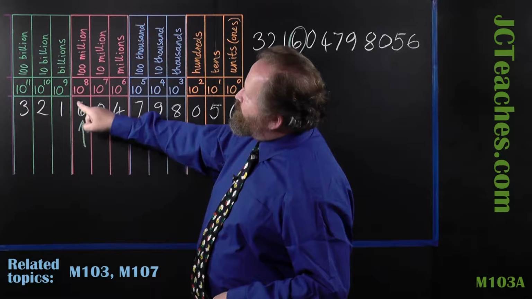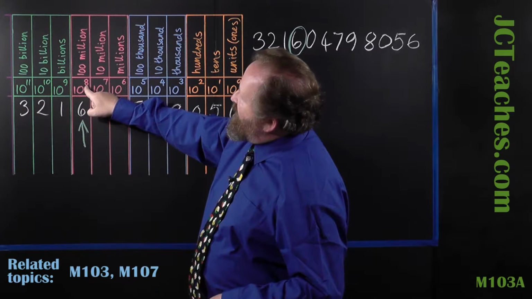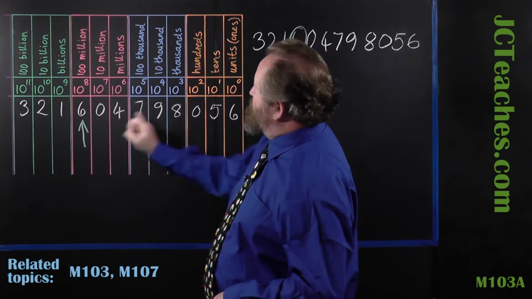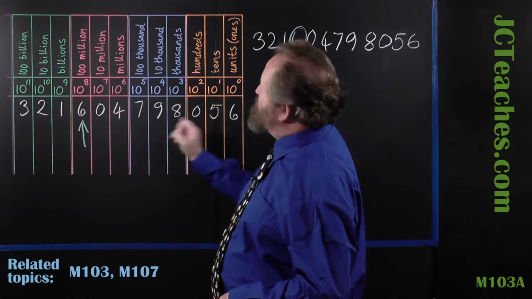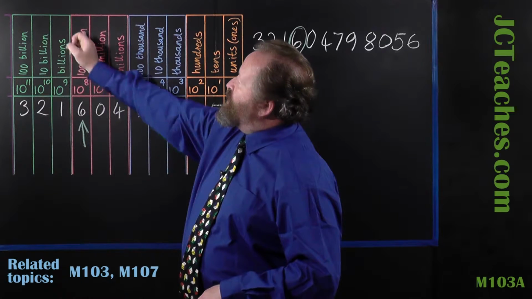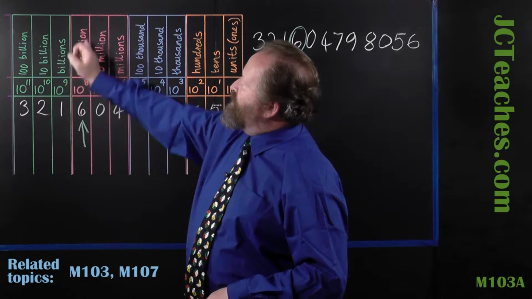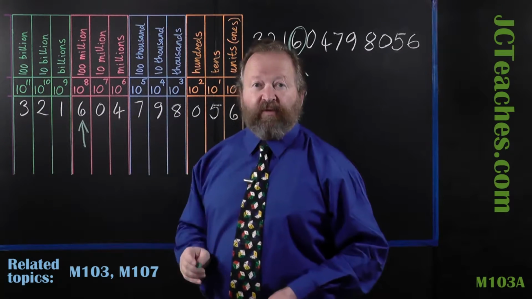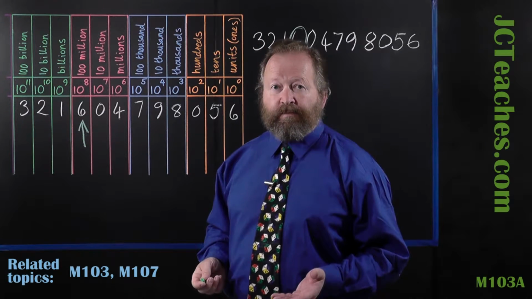We've got a 6 there. It's got 8 figures after it, 1, 2, 3, 4, 5, 6, 7, 8, and therefore a figure in that column is worth 100 million. So we've got 6 lots of 100 million. That therefore is worth 600 million.